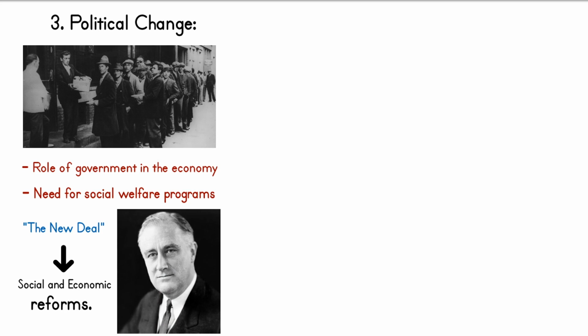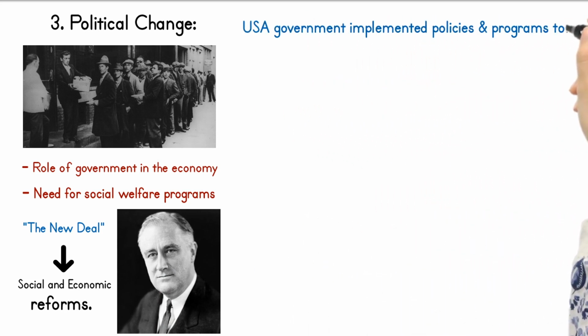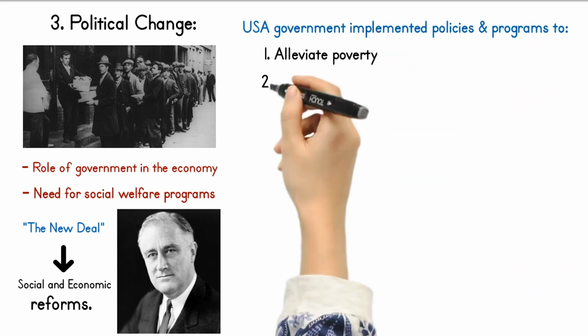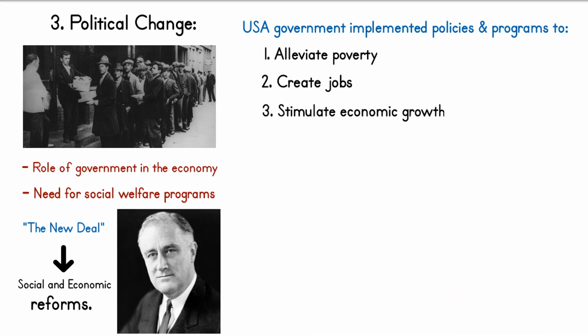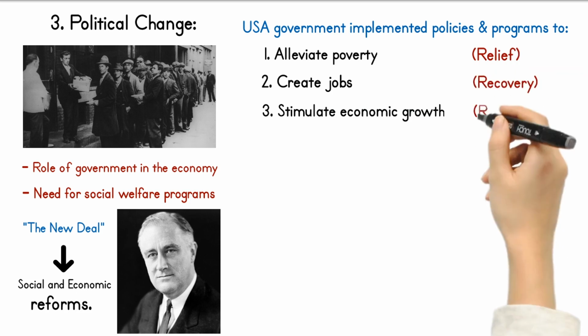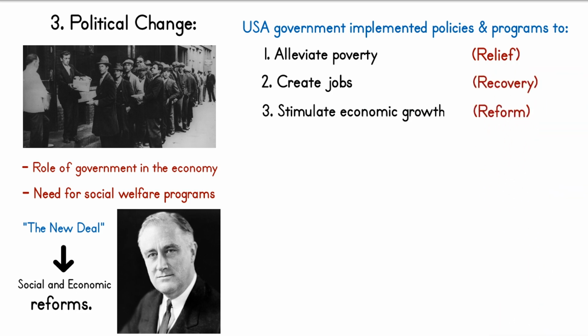The American government and society reacted to the economic hardships of the Great Depression in various ways, including implementing policies and programs to alleviate poverty, create jobs, and stimulate economic growth. One of the first major actions taken by the government was the establishment of the New Deal, a series of programs and policies introduced by President Franklin D. Roosevelt. The New Deal aimed to provide relief, recovery, and reform for those affected by the Great Depression.